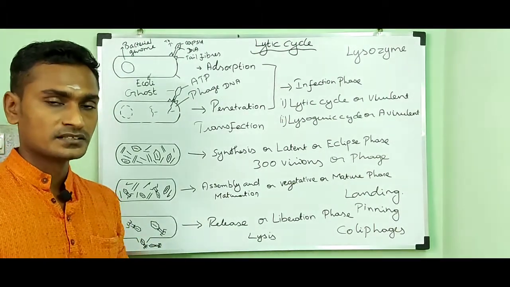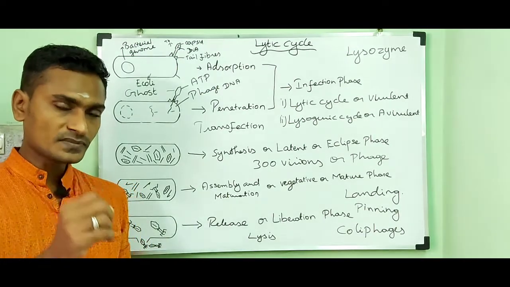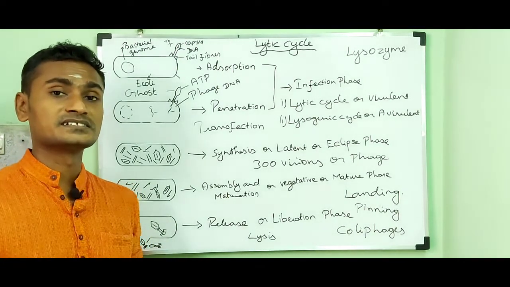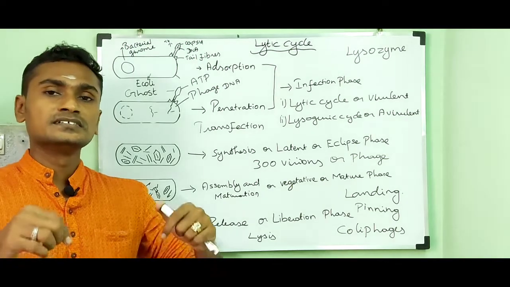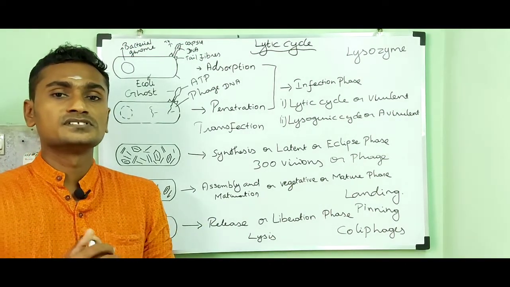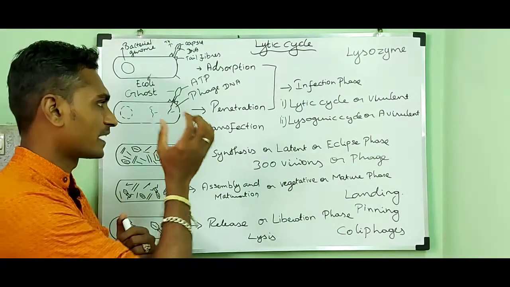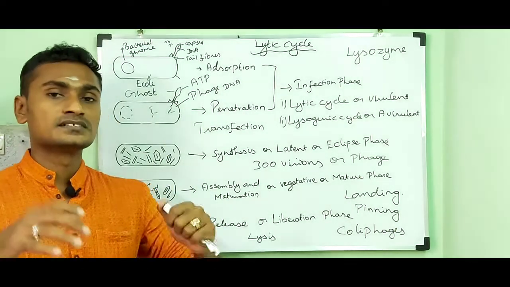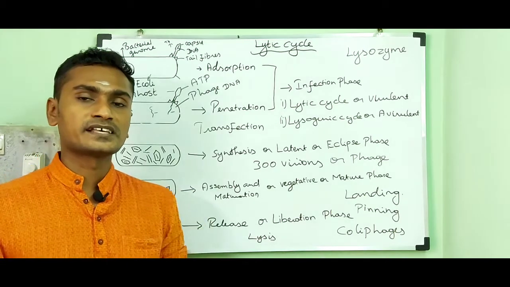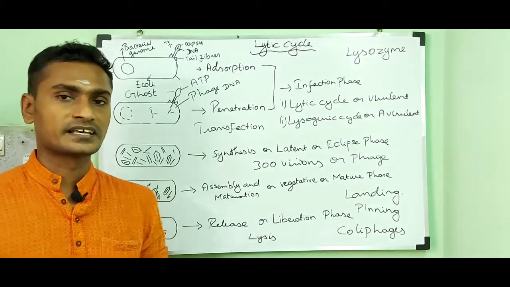That is why that life cycle is called the lytic cycle or virulent cycle. Virulent cycle means in this cycle the bacteriophages are more virulent. They can actively infect the bacteria. That is why this life cycle is called the lytic cycle or virulent cycle.